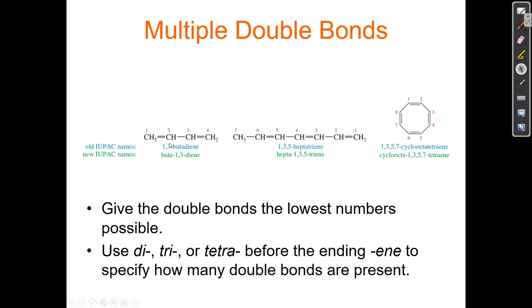So this is a 1,3-butadiene in the old name, and in the new name we'd say buta to refer to the four carbons, and then 1,3-diene. One, three, two double bonds. This is a 1,3,5-triene, and it has 1, 2, 3, 4, 5, 6, 7 carbons altogether, so it's a hepta-1,3,5-triene.